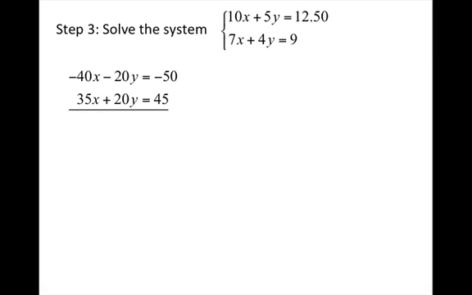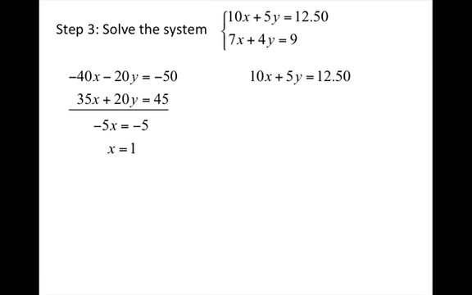Now if I add these equations together, -40x plus 35x gives me -5x. My y's are going to eliminate, and -50 plus 45 gives me -5. Now I can solve for x by dividing each side by -5, and I get x equals 1. x was the cost of a hot dog, so I know the hot dogs are going to cost $1. I was also asked for the cost of a soft drink, so I want to plug this back into either equation to find my y.